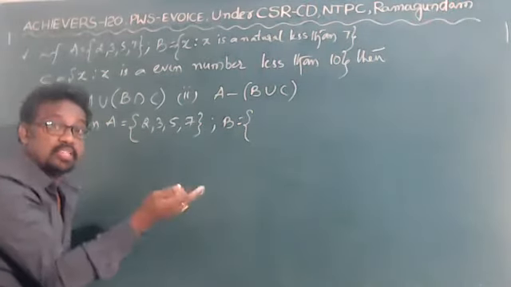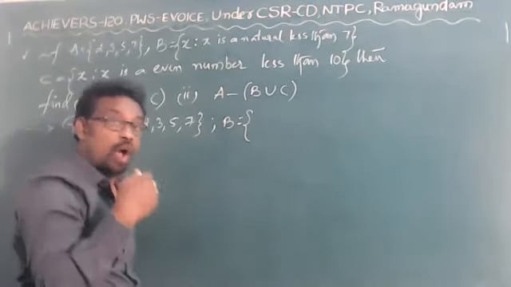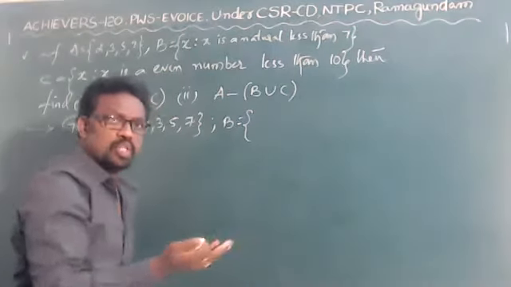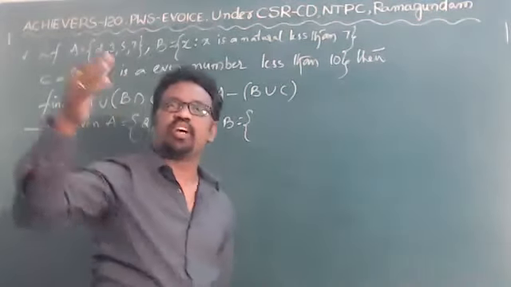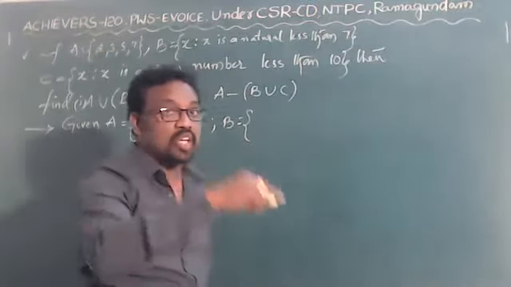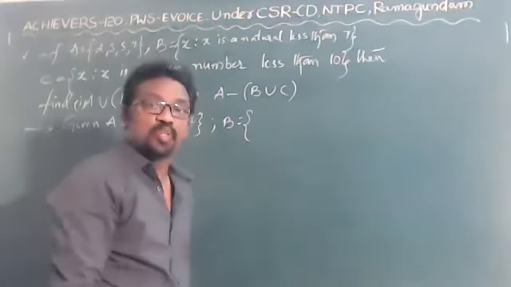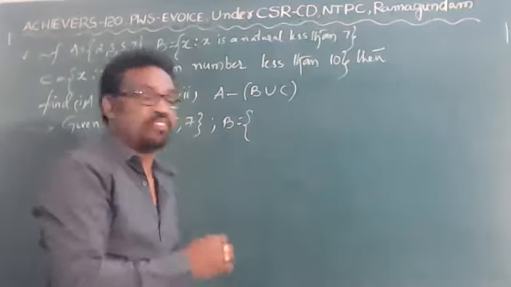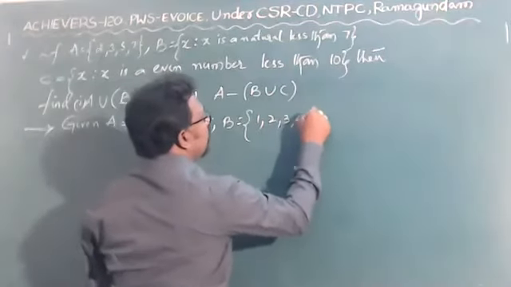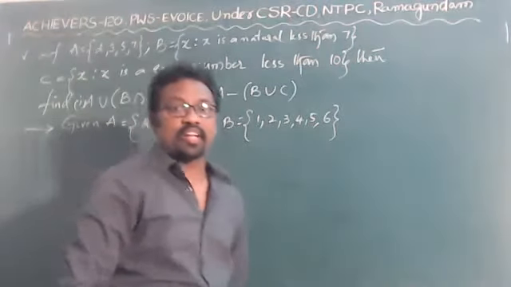an element called x. How will the x be? Here it's saying x is a natural number. How will the x value be? x will be the natural numbers starting from 1, 2, 3, 4, 5, 6, 7, 8, 9, 10, so many, unlimited. And also see here one condition is given: natural number less than 7. You should take less than 7 itself, so B is equal to 1, 2, 3, 4, 5, 6.